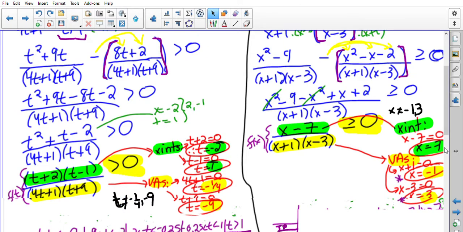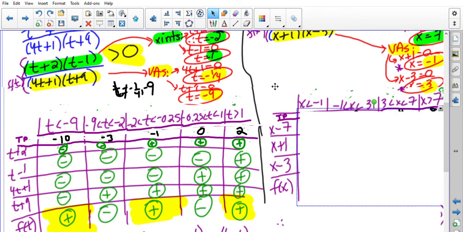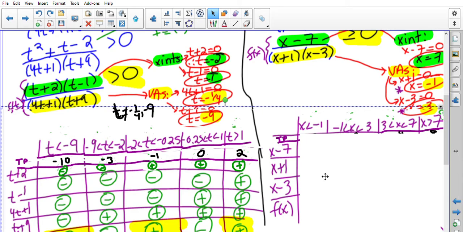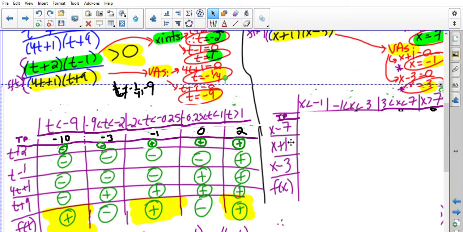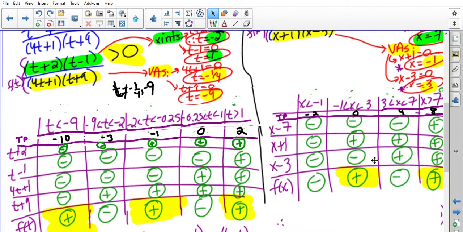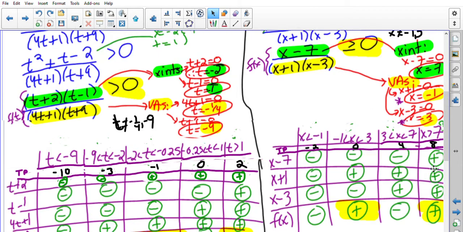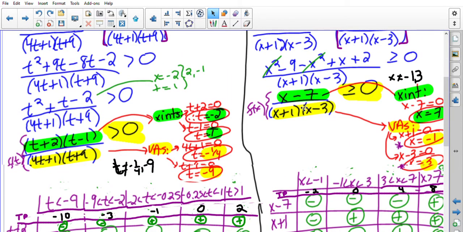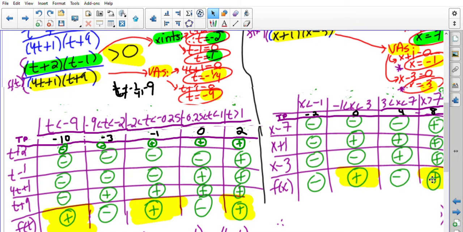Okay, so we've got 3 key points. That means we're going to create 4 intervals with negative 1, 3, and 7. We should only have 3 factors, so 3 rows here other than the test point. We should get negative, positive, negative, positive. And our question, because we brought it to this left side and it was greater than or equal to 0, means that we're looking for positive answers.